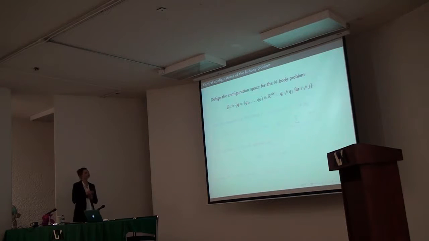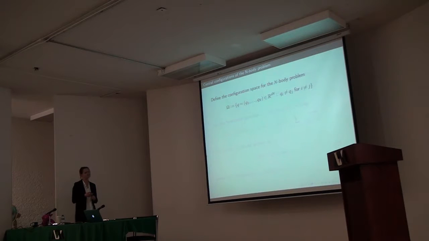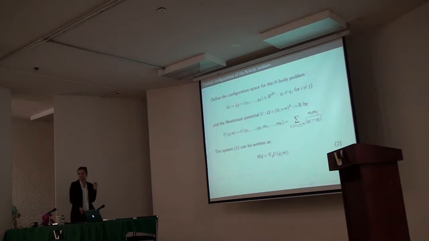Right now I would like to define the configuration space, by excluding any collisions, so two particles cannot be in the same position. This is the condition that there is no collision in the space. And then we define the Newtonian potential by the following formula. In the previous equation, we saw the gradient of this potential. And then we can write our system in a brief form like this. This is the gradient of the Newtonian potential, but we are in Euclidean spaces, so we can think of it like a regular ordinary derivative. And M here is the mass matrix. Every particle has its mass.